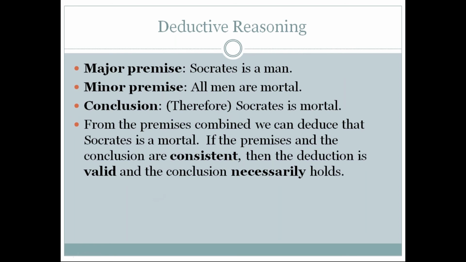So deductive, this is usually used as a standard example of a pure form of deductive reasoning. Socrates is a man. All men are mortal, therefore Socrates is mortal. There's no way around this. It has to be true, yeah? It has to be valid. From the premises combined, we can deduce that Socrates is mortal. If the premises and the conclusion are consistent, then the deduction is valid and the conclusion necessarily holds.